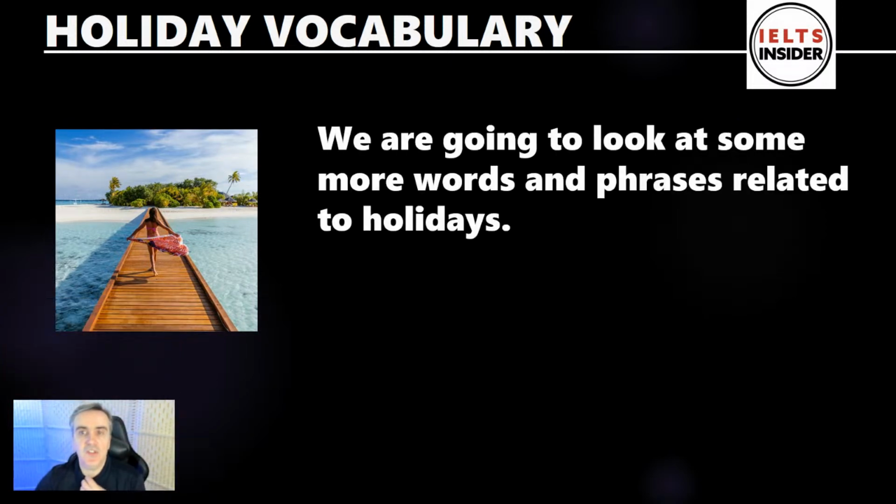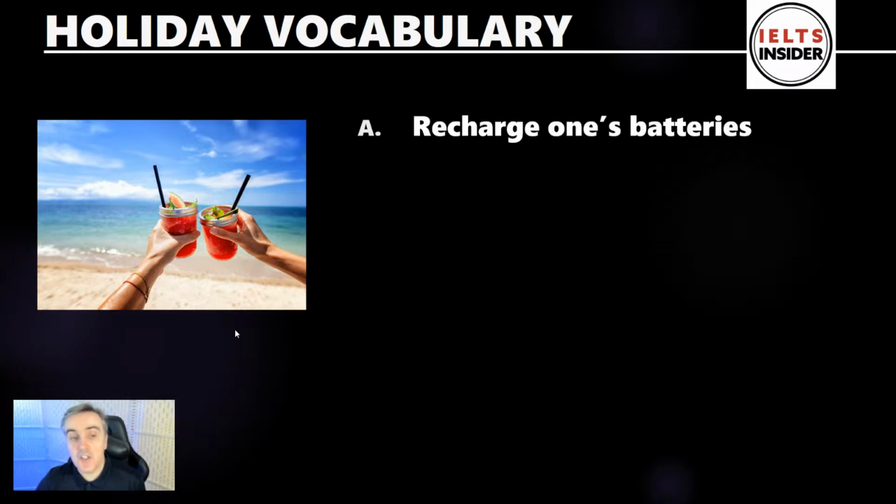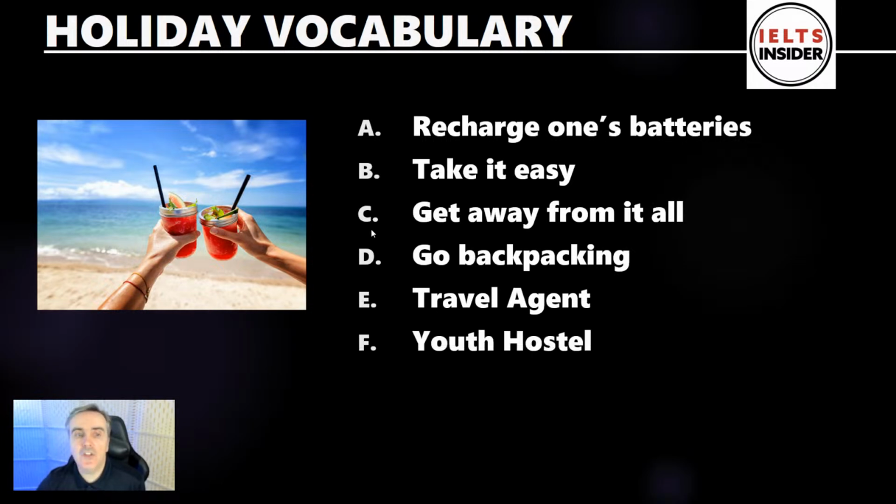Now, what we're going to do is move on and we're going to look at our second group of words. So this time we've got recharge one's batteries. So this could be recharge my, recharge your, recharge his, her. We've got take it easy, get away from it all. We have go backpacking, travel agent, and youth hostel. So again, all of these 6 phrases are related to travel and holidays in some way. Again, some of them are people or places, some are activities, some are expressing feelings as well. So recharge one's batteries, take it easy, get away from it all, go backpacking, travel agent, and youth hostel.